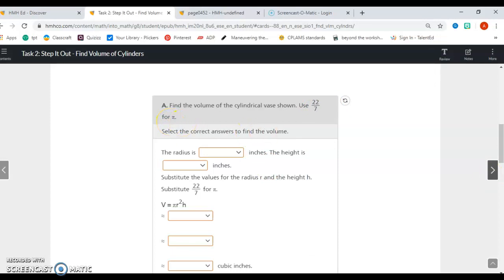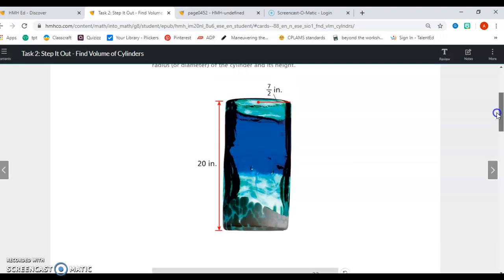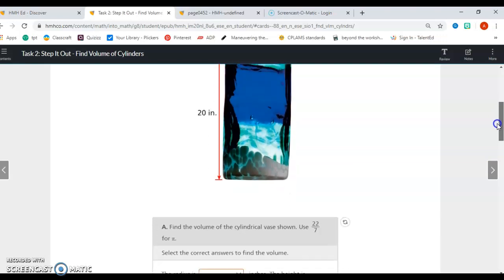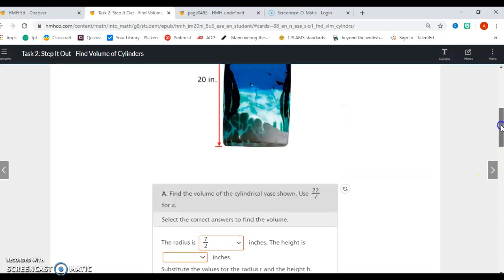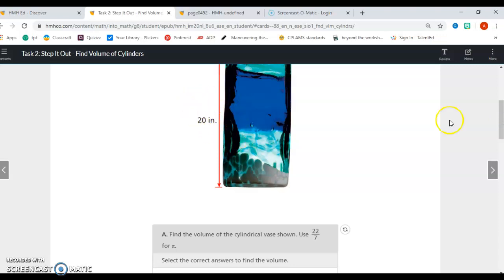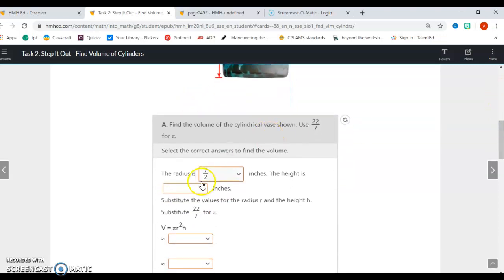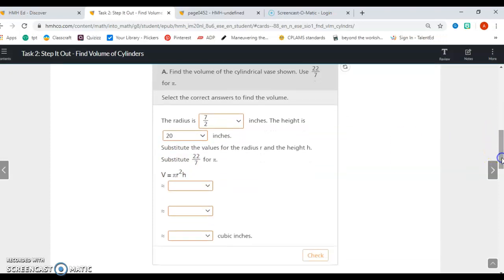All right, lots of fractions in this problem. Don't get confused. We can do this. The radius is 7/2. The height is 20. Height's right there. Height is 20 inches. All right, so if we were to use our formula, pi radius squared times height, but we have 22 sevenths for pi, our formula is going to look like pi is 22/7. Okay, so far so good for all of them.